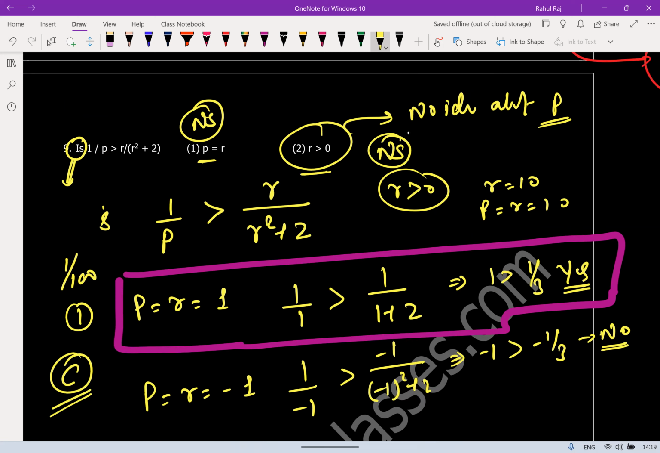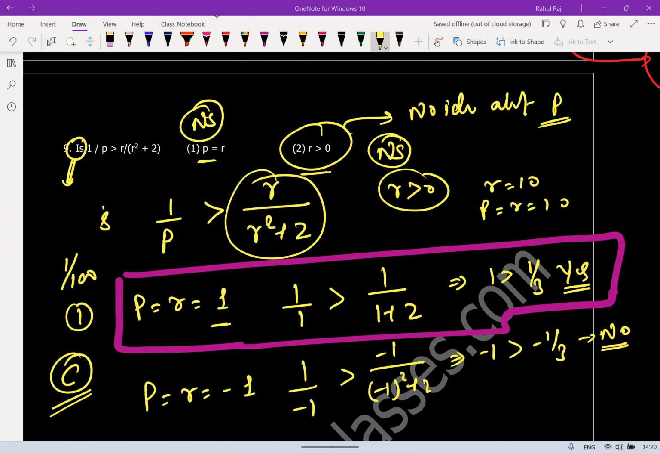Right? And when you combine this statement, then P is equal to R is equal to 1. You will have 1 by 1 greater than 1 by... You take any positive number, it does not matter at all. 1 by P will always be greater than R by R square plus 2. Yes, Rohini, you have any problem?